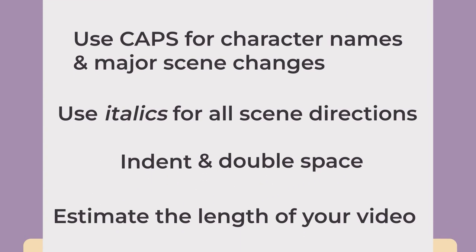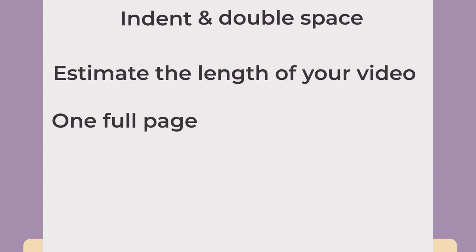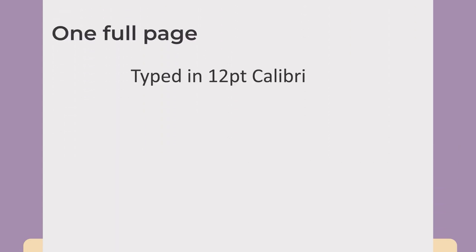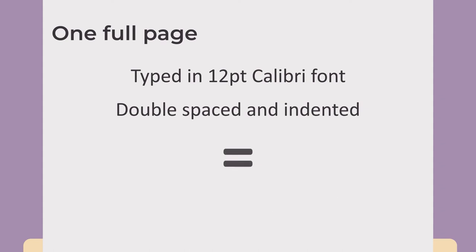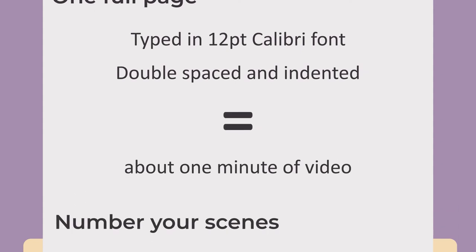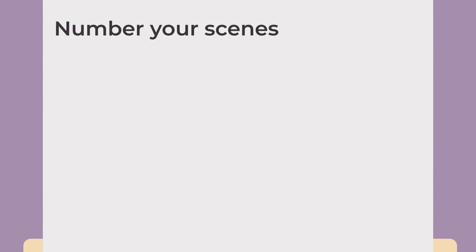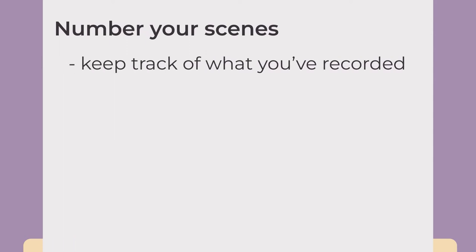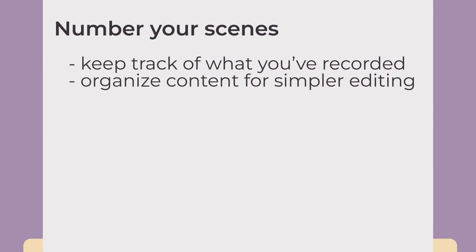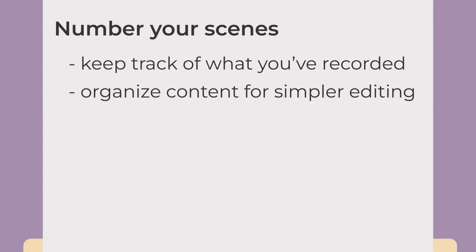Estimate the length of your video. It might help to know that one full page typed in 12-point Calibri font, double spaced and indented, is about 1 minute of video. Number your scenes. This will make it easier to keep track of what you have already recorded, as well as organize your content for a simpler editing process.